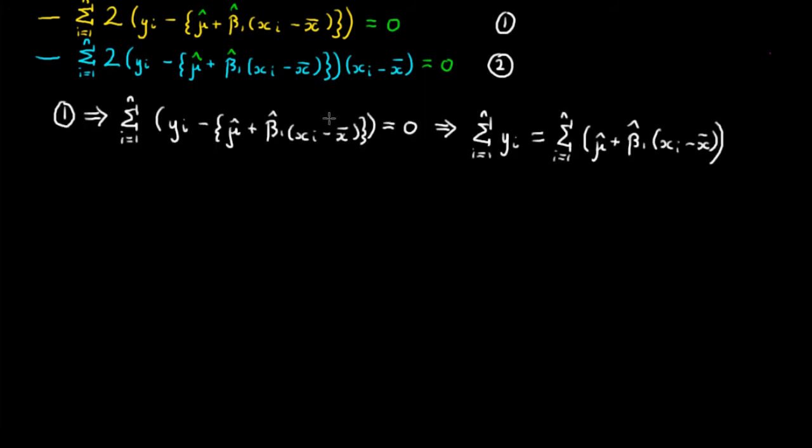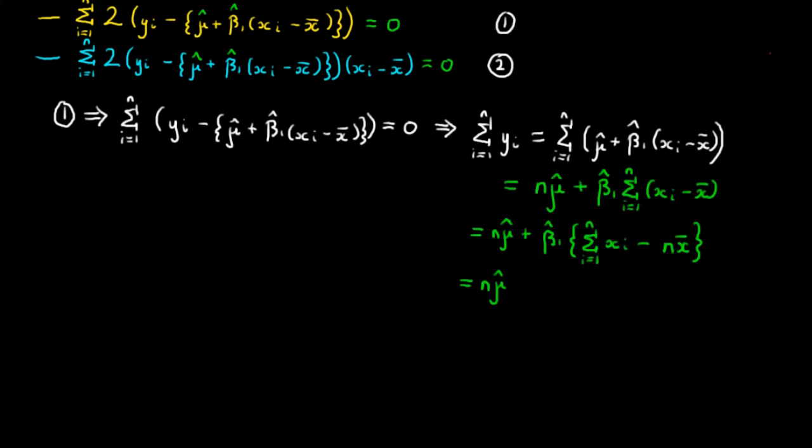Okay, let's see what equation 1 gives us. We've got something equal to 0, so this factor of minus 2 that's around here, we can just get rid of. We can multiply by minus a half. And that will just give us this equation here. Now, if we split this into two sums and write this as the sum of the yi's minus the sum of the stuff in the curly brackets is equal to 0, and then add the sum of the stuff in the curly brackets to both sides, we'll end up with this equation here, that the sum of the yi's is equal to the sum of the mu hats from i equals 1 to n plus beta 1 hat times the sum of xi minus x bar.